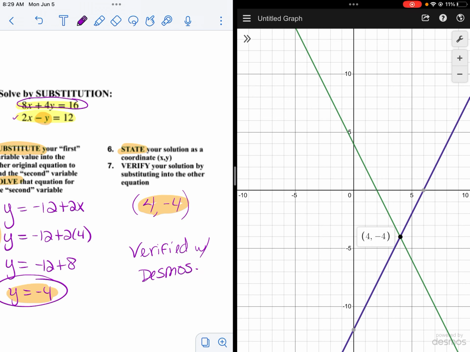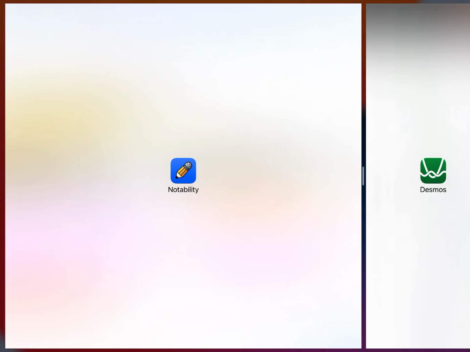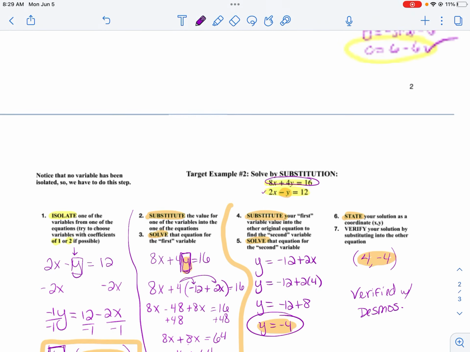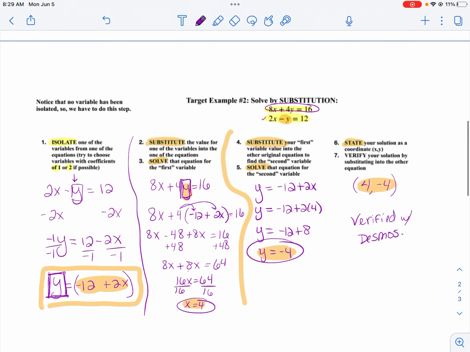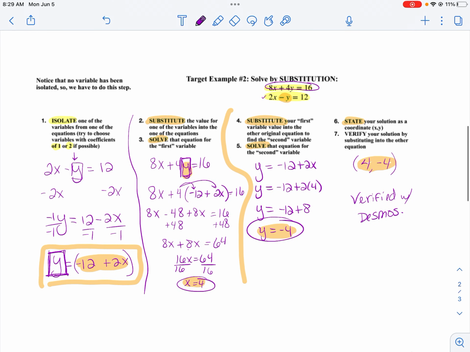If those points were not the same, then I would have to go back and check my work. But here I showed that I could graph it or I could solve it with substitution and I get the same answer. All right. So make sure you have these notes down. I'll post a copy of this underneath the video, and then you want to work on your substitution practice set.